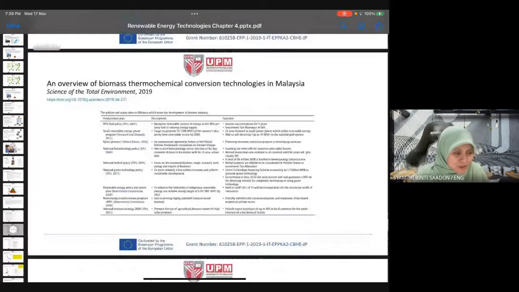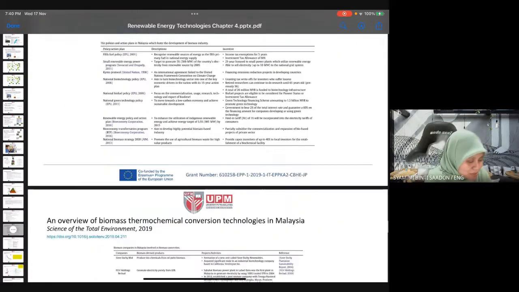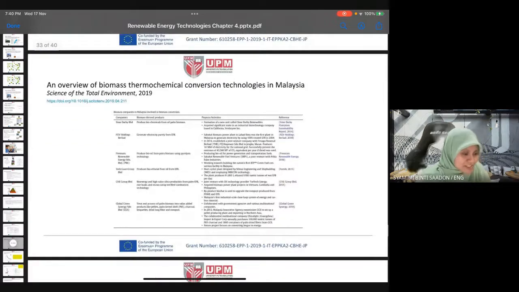Next is the overview of biomass thermochemical conversion technologies in Malaysia. These are the breakdown of the policies and action plans that we currently have in development for biomass. So we have those policies: renewable energy policy, bioeconomy transformation, etc. And then these are the companies, so that we know which companies in Malaysia are involved in biomass conversion.